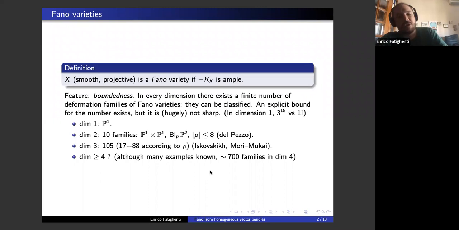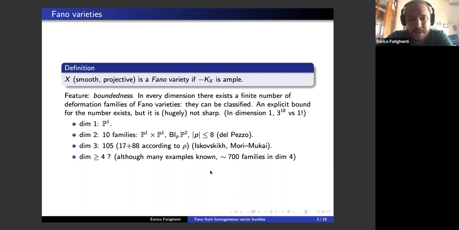If we move to dimension 2, this is very classical. We have 10 families of Fano surfaces, or as they are commonly known, del Pezzo surfaces. In particular, you can take P1 cross P1, or you could take P2 and blow it up in up to 8 points, whenever these are in sufficiently general position.